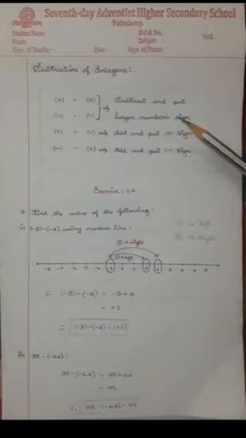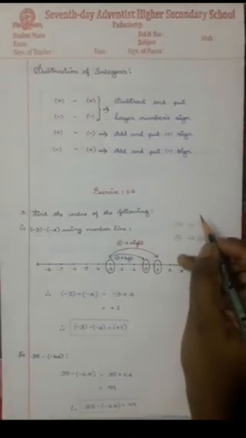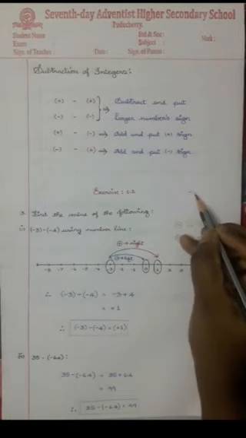Yes, subtraction of integers, we have already learned this format. When both the signs are plus, you have to subtract and put the larger number's sign. If the first number is plus and the second integer is negative, you have to add and put the positive sign. If the first integer is negative and the second integer is positive, you have to add and put the negative sign. Clear?